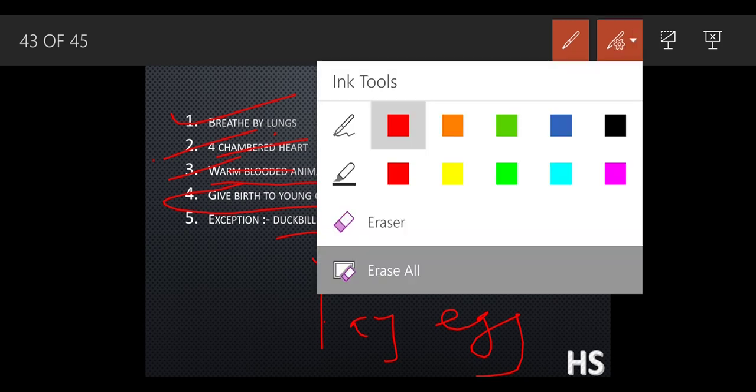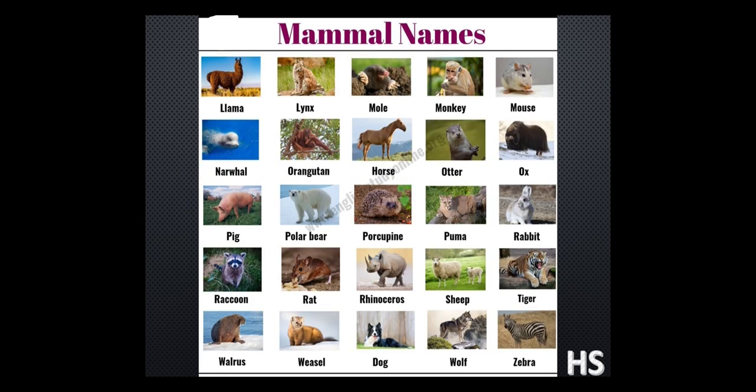But see, these are the mammal class. It's very large, you can see it.